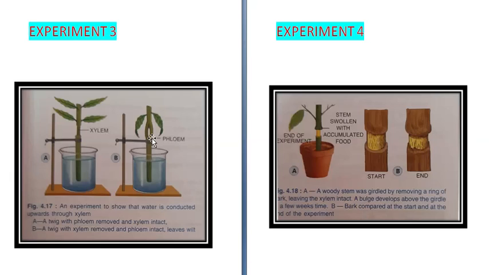Okay, this type of ringing experiment is also called girdling. So the shoots are fixed to stands. They are allowed to remain there for 2 days with their lower ends immersed in water. After the 2 days, it will be found that the leaves of the first plant are normal, but the leaves of the second beaker have wilted. Why? Because there is no xylem, so water is not reaching up to the leaves. So this again proves that xylem tissue conducts water.